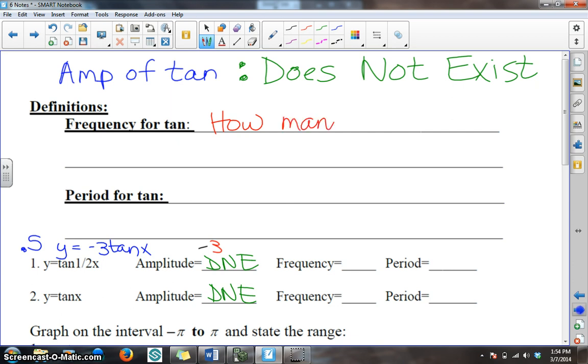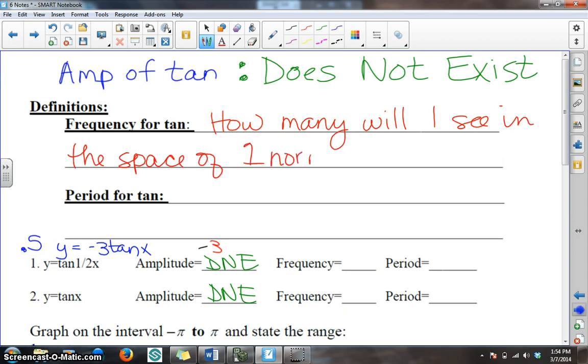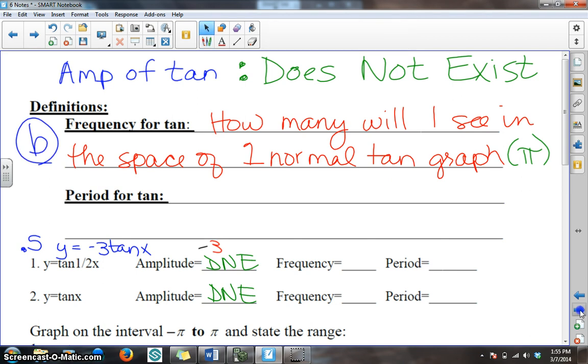How many graphs will I see in the space of one normal tan graph, which is usually pi wide, and this number is still going to be accounted for with b. So the b in the equation y equals a tan bx does indeed still give you the frequency, the number of tan graphs that you're going to see.